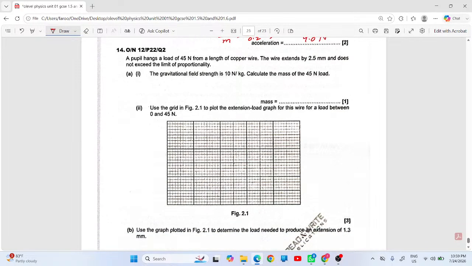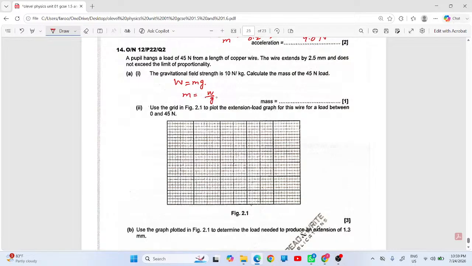A pupil hangs a load of 45 newton from a length of copper wire. The wire extends by 2.5 millimeter and does not exceed the limit of proportionality. The gravitational field strength is 10 newton per kg. Calculate the mass of the 45 newton load. 45 over 10, 4.5.